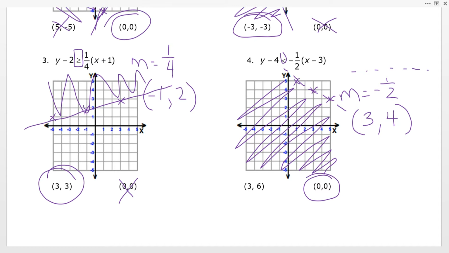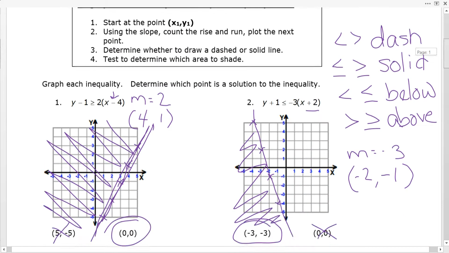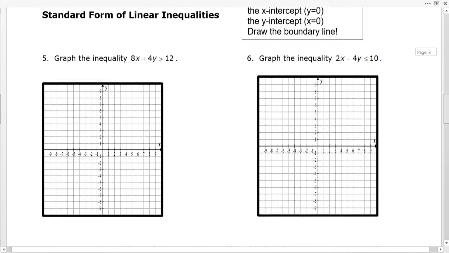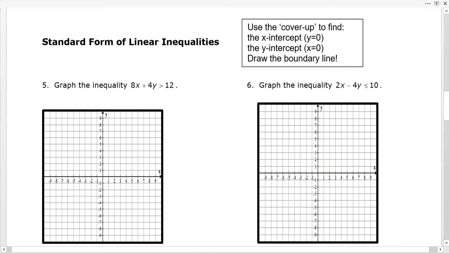Okay, so now if you have a standard form, basically we're going to do the same thing. We're going to use that cover up and we're going to find the x-intercept and the y-intercept, and we're going to draw a line between there. So I'm really not going to worry about the slope. And then I'm going to follow what my sign tells me to do as far as less than, greater than, solid, or dashed.